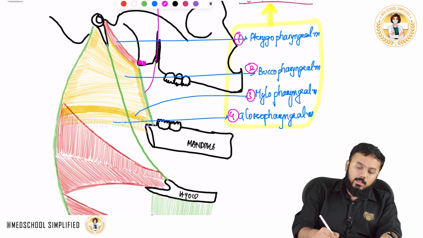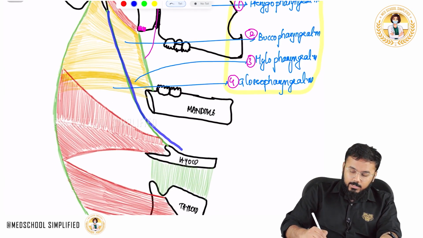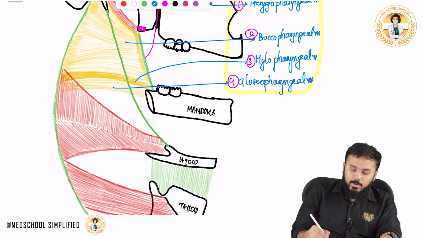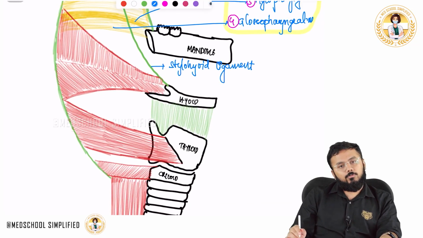And next, all the way from the styloid process, you see this is your styloid process, you see a ligament that is attached to the hyoid. So can I call this ligament the stylohyoid ligament? This is called the stylohyoid ligament.